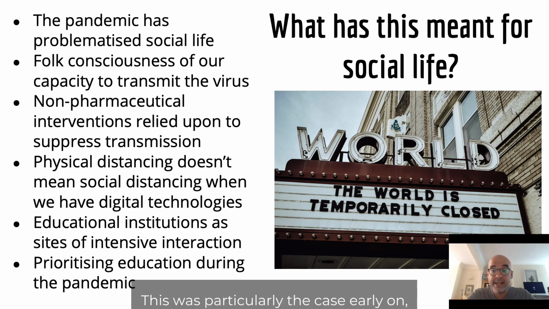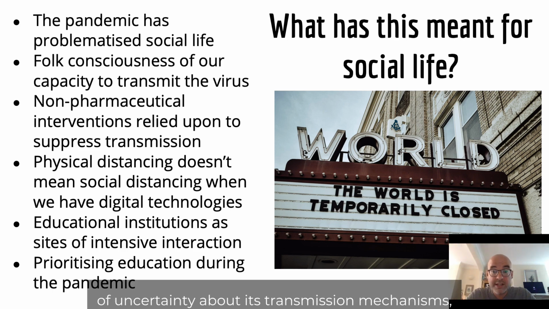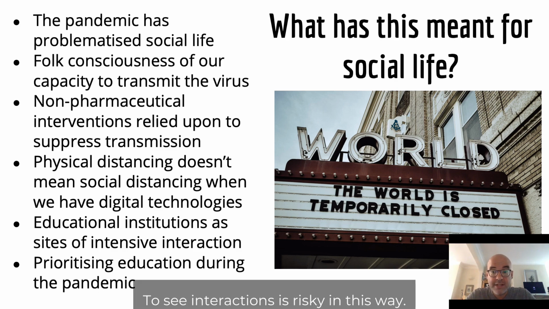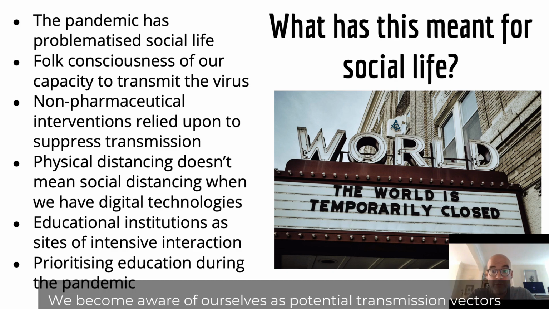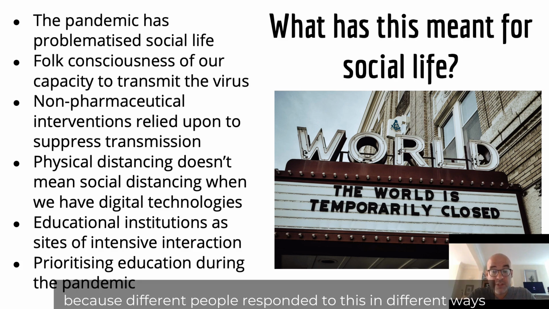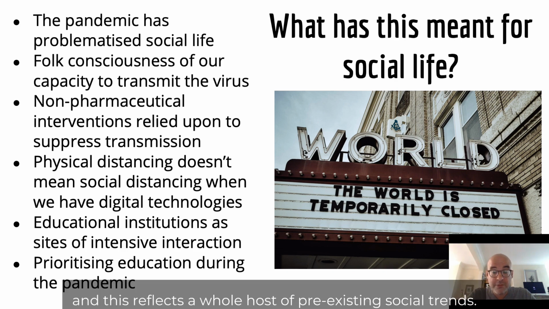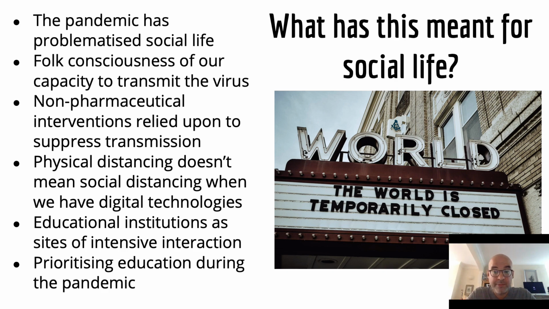This was particularly the case early on when there was a lack of understanding of the virus and a degree of uncertainty about its transmission mechanisms. To see interactions as risky in this way inevitably changes how we relate to each other. We become aware of ourselves as potential transmission vectors with unpredictable consequences. In the wider culture, different people responded to this in different ways, and this reflects a whole host of pre-existing social trends.